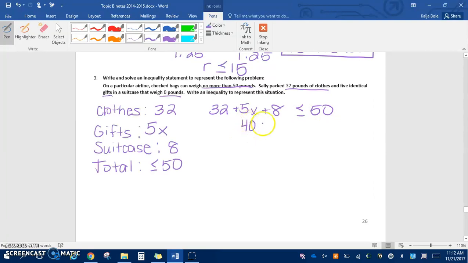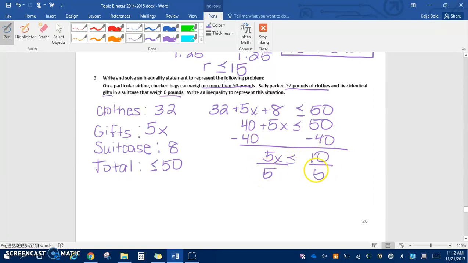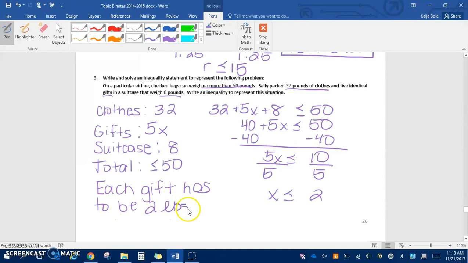So we would have 40 plus 5x is less than or equal to 50. If I subtract 40 from both sides, I get 5x is less than or equal to 10. And if I divide by 5 on both sides, I get that x is less than or equal to 2. So to answer the question, we would say that each gift has to be 2 pounds or less. Right? Because if each gift is more than 2 pounds, that would put them over the weight limit.